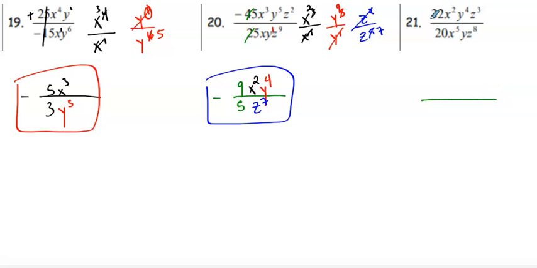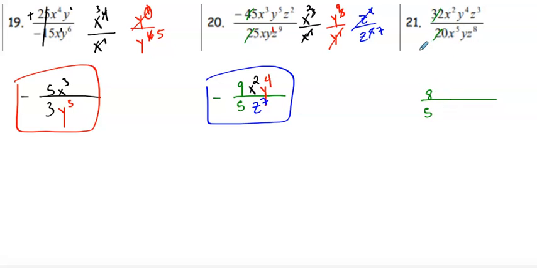And the last one here, 32 and 20. If you don't see what the biggest factor is, you can divide them both by 2 first, or whatever. But 4 does go into both of those. 32 divided by 4 is 8, and 20 divided by 4 is 5. So that simplifies to 8/5.